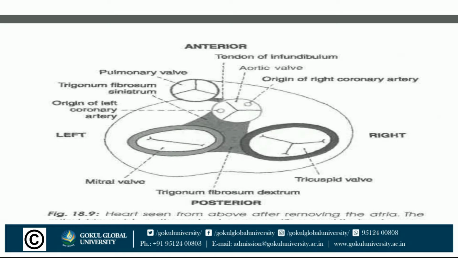In this diagram, you can see the tendon of the infundibulum, aortic valve, origin of the right coronary artery, tricuspid valve and its cusps, mitral valve. In the tricuspid valve, you can see there are 3 cusps. In the mitral valve, there are 2 cusps. Origin of the left coronary artery, trigonum fibrosum sinistrum, and pulmonary valve.